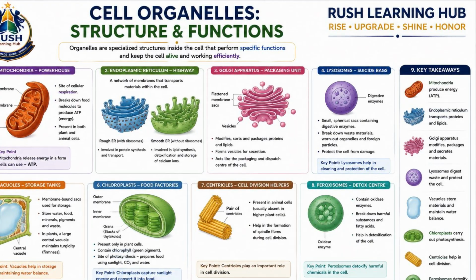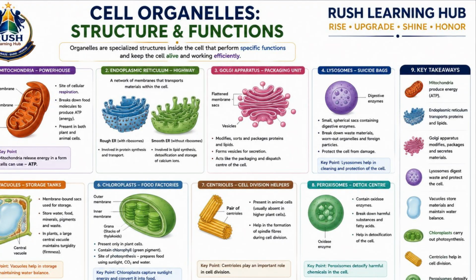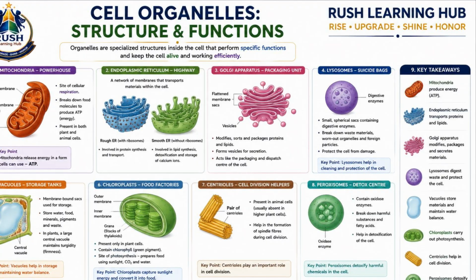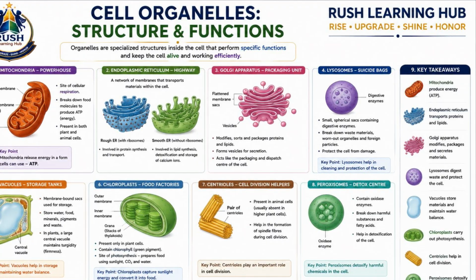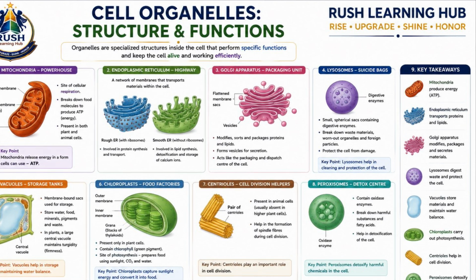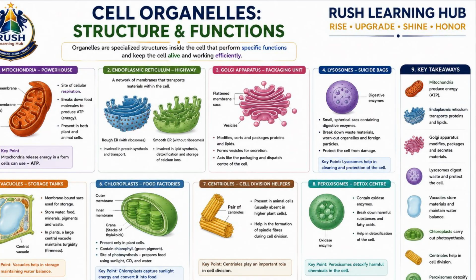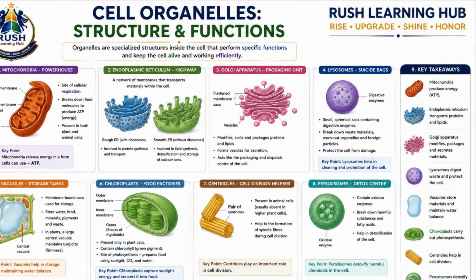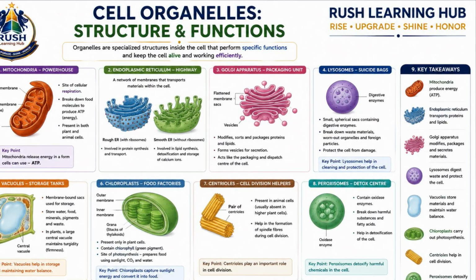Mitochondria provide energy in the form of ATP. Vacuoles store materials and maintain water balance. Chloroplasts prepare food through photosynthesis. Together, these organelles ensure that the cell remains alive, healthy, and functional.